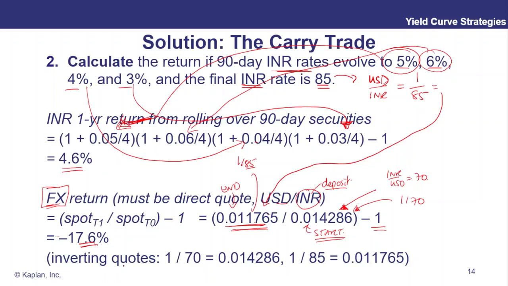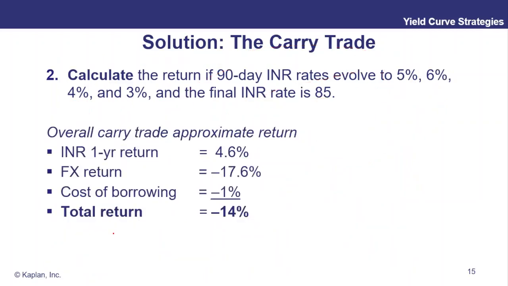Yeah, all that discussion about inverting quotes is summarized neatly there, isn't it? Okay, so what is this telling us? Well, this is coming in on our deposit. This is a loss on the foreign exchange. Don't forget, we also need to fund our US dollar position as well.